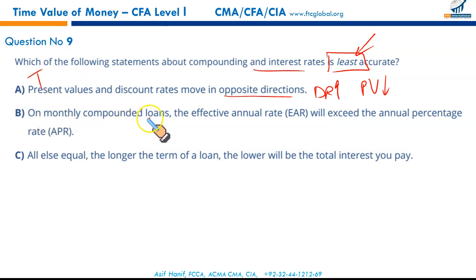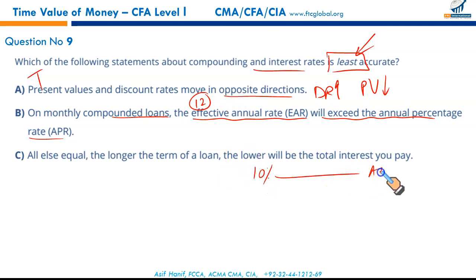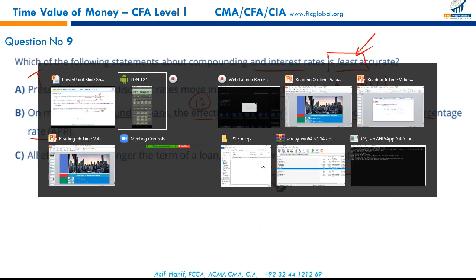On monthly compounded loans, the effective annual rate, EAR, will exceed the annual percentage rate. Yes, because monthly compounding means there are 12 times compounding. The frequency of compounding is 12 times in 1 year. We can verify this idea. I think we have done it. Do we have some slide here to assist? No. So we've just seen it in the previous discussion, or we can just take an example. Let's say 10% annual percentage rate. If it is compounded monthly, the effective rate will be more than this, and this will verify the option B to be correct also. Let's do it.